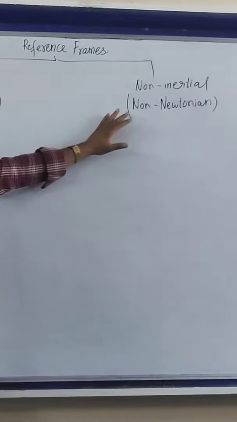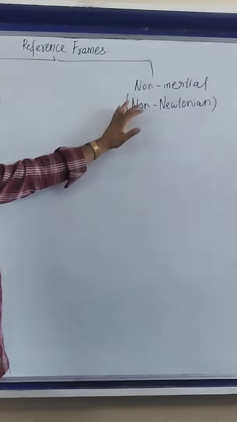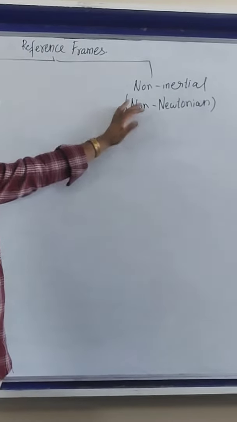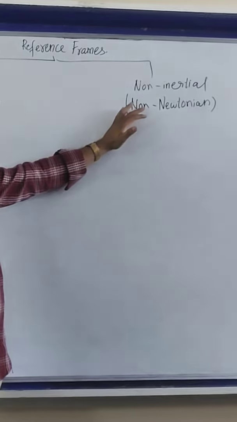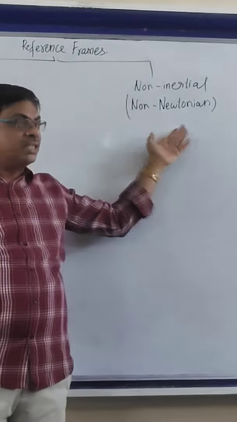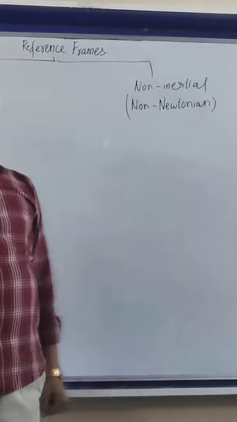Newton's laws are applicable here. The observer sees or finds that Newton's laws are applicable. So we say it is a Newtonian reference frame. Here the observer doesn't find Newton's laws applicable. In other words, when he applies Newton's laws, he finds something else and he observes something else. That is, his observation does not match with the results which are supposed to be.